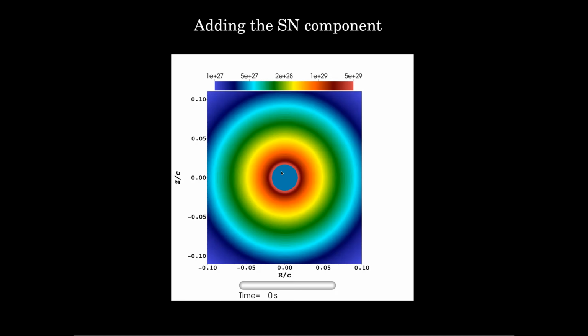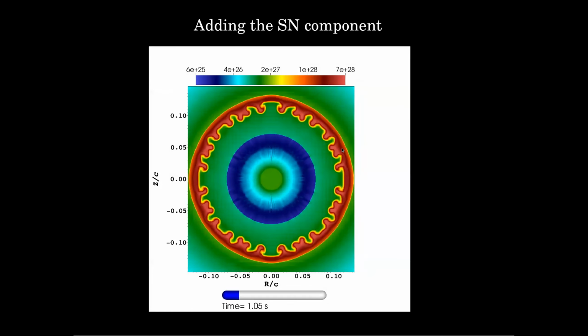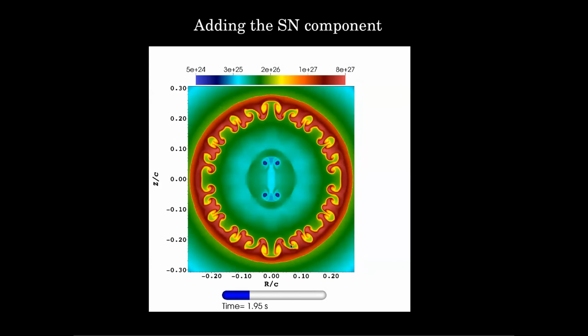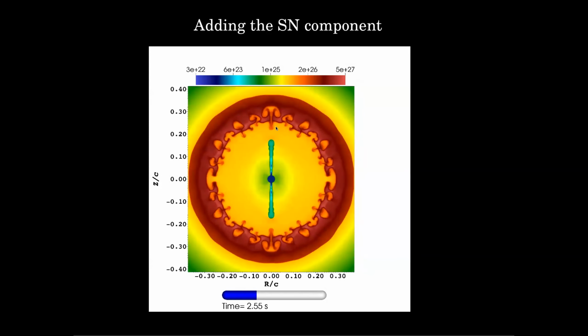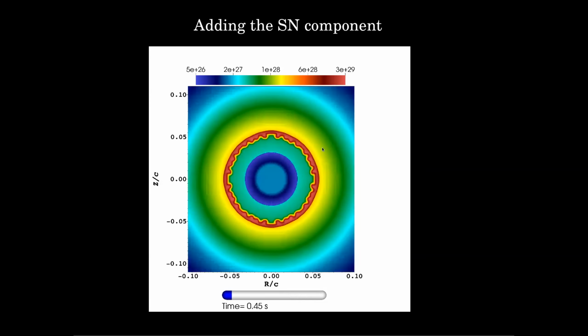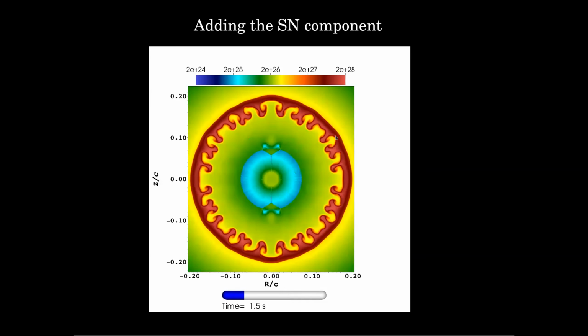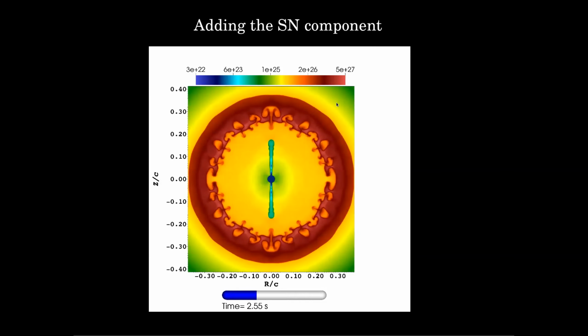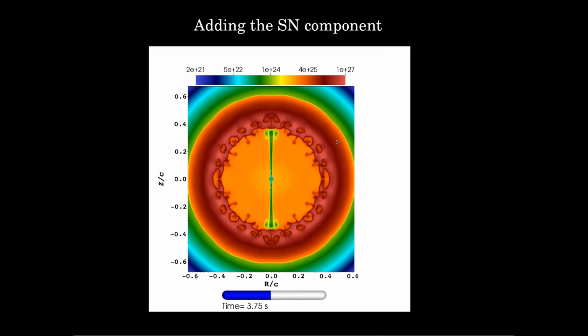After 2 seconds, I will launch the jet. So there we go, the spherical explosion. This is the supernova shock front. And after 2 seconds, we have the jet. And now I want you to focus on the supernova. Let me go back again. So the supernova arrives first to the edge of the star. There we go. Here there is the edge of the star.